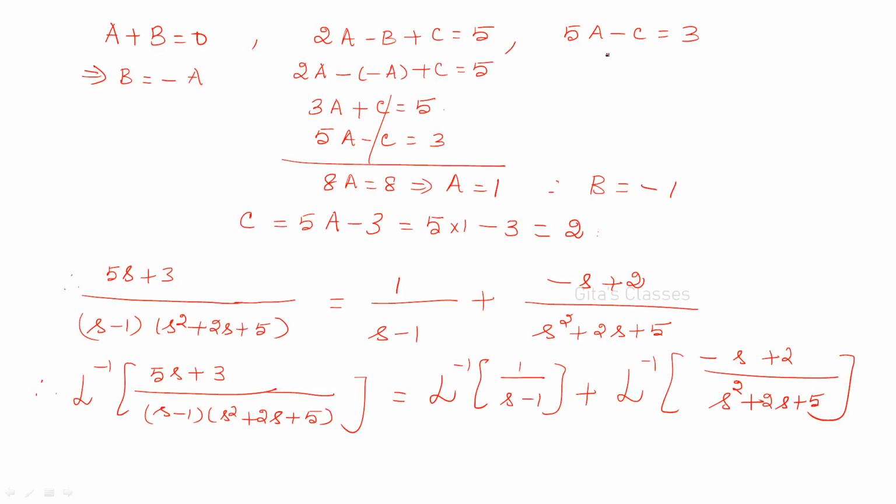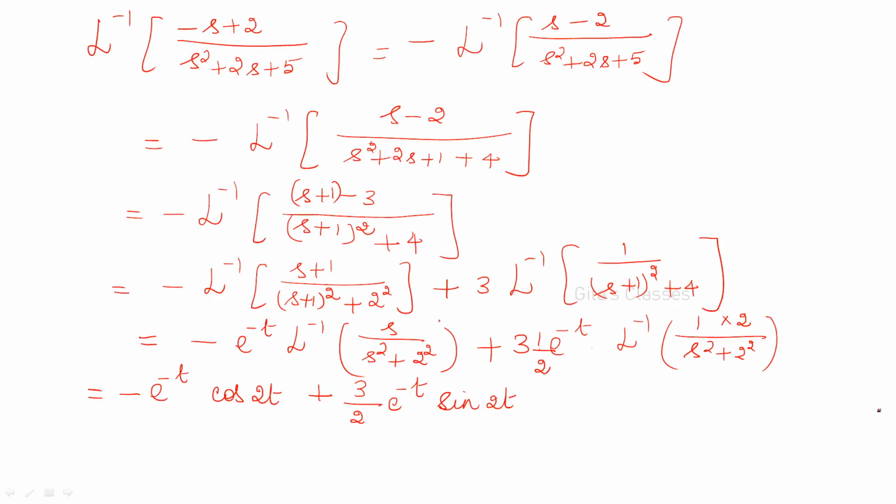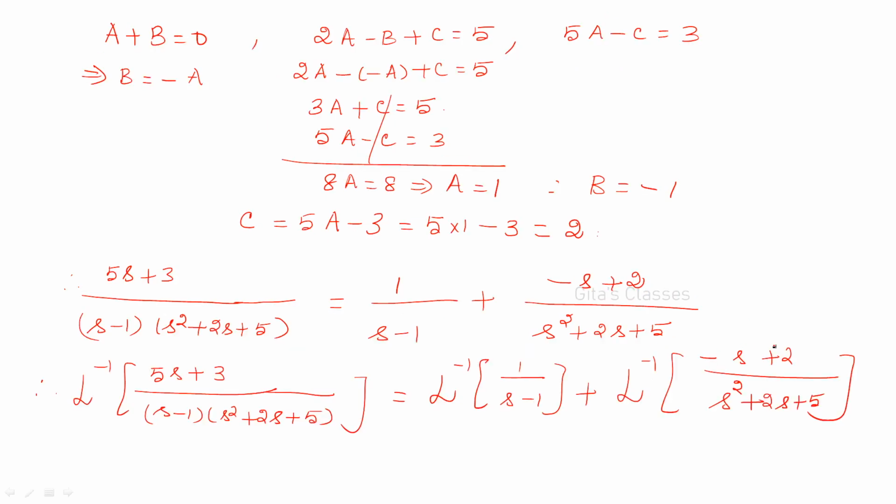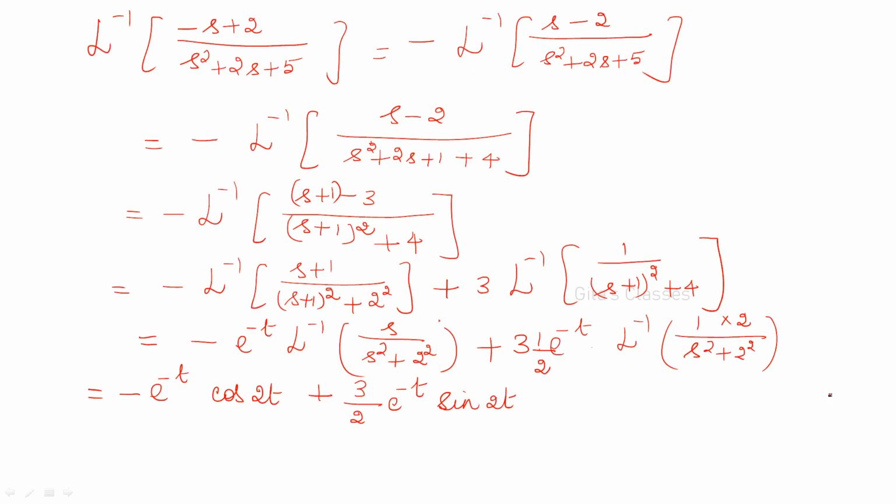I have simplified this. You can find out how the A, B, C values are to be found. So (5s + 3)/((s − 1)(s² + 2s + 5)) is equal to 1/(s − 1) minus (s − 2)/(s² + 2s + 5). So separate them. In the second part, L inverse of (−s + 2)/(s² + 2s + 5), I am finding separately. So minus I can take outside: (s − 2)/(s² + 2s + 5). Now you have to split.